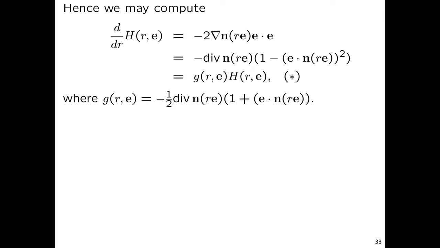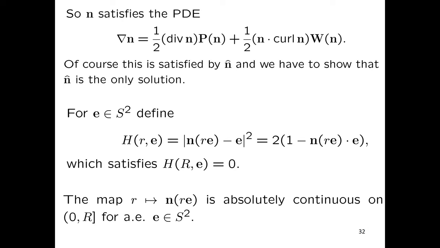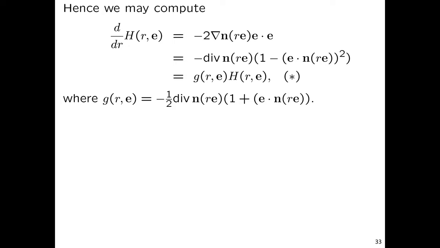So it's going to be minus twice the gradient of n. I'm taking the derivative in r, I've got h on e and then dotted with e. And then you use the PDE. You find that the term with W(n) vanishes, and this one gives you minus the divergence of n times 1 minus e dot n(re), which is, so you can take out the factor identity minus e dot n(re), which is a half of h. And so you see that we have that the derivative of h is this expression times h.